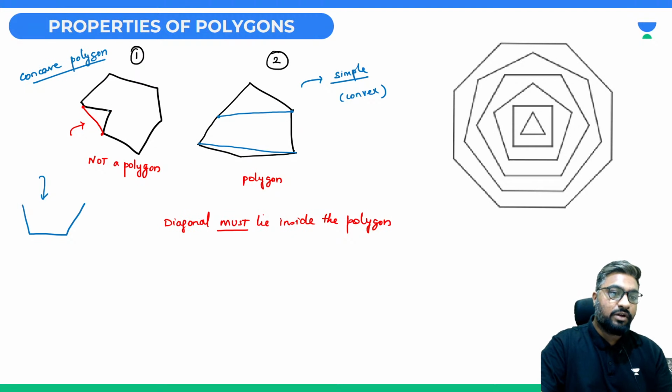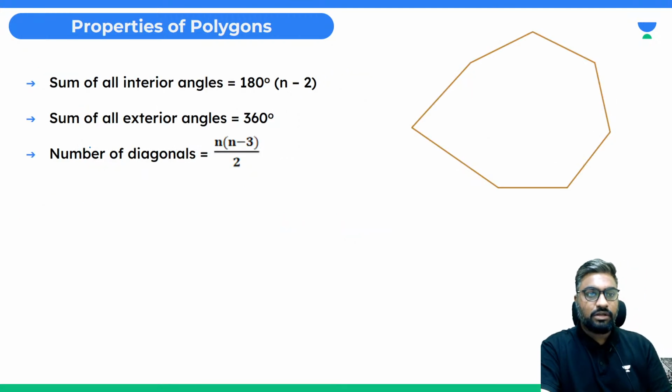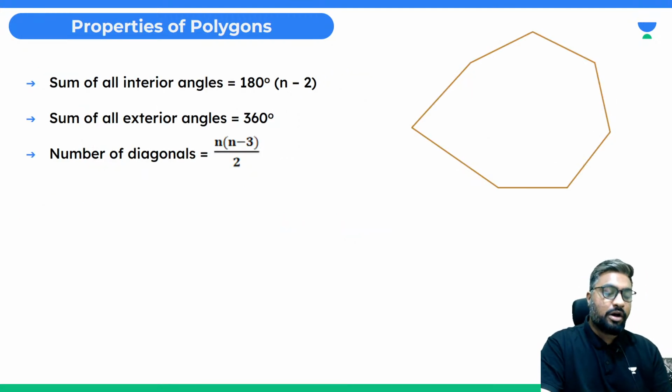So you will have one of the angles of this type. Okay, done. So let's go ahead. Let's talk about properties of polygons. More specifically, we are going to talk about convex polygons. This applies for both convex and concave polygons, but it's okay.